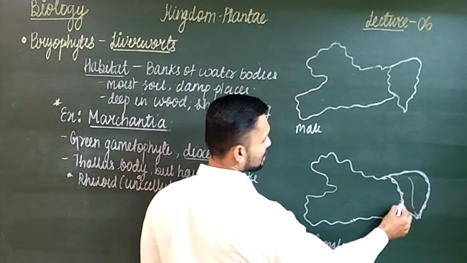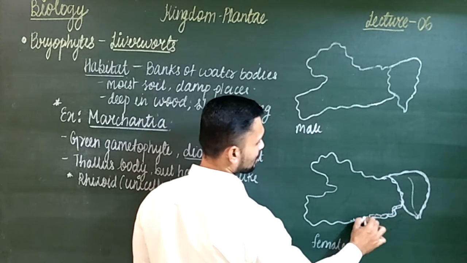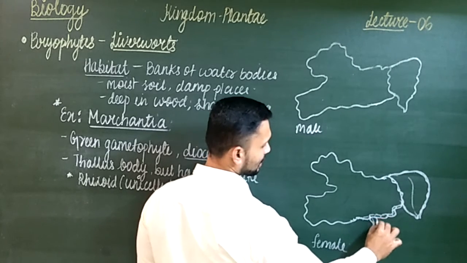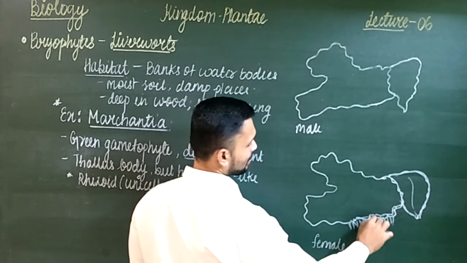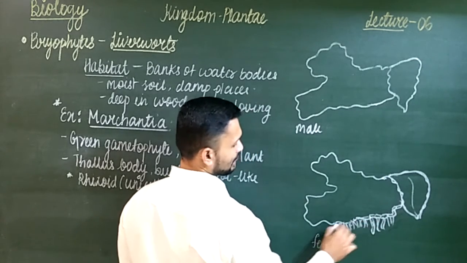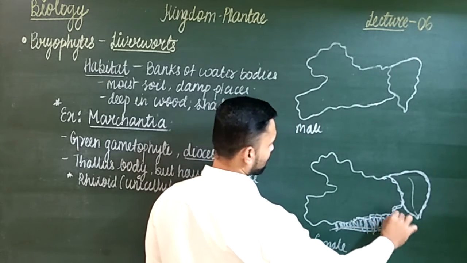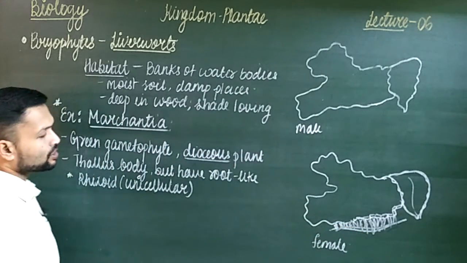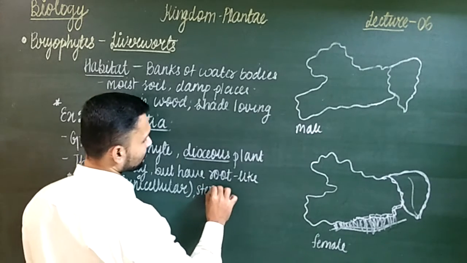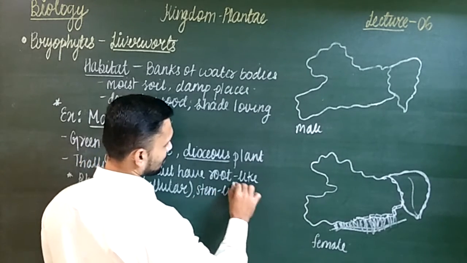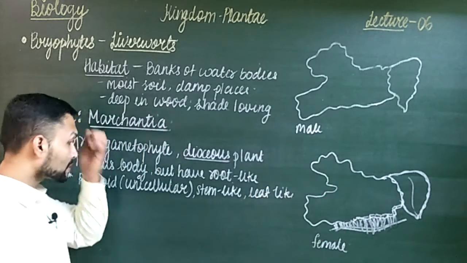So suppose this is the single row of cells of the plant. From those cells you will get unicellular rhizoids. So these are unicellular rhizoids by which it attaches to the substratum. So this is the substratum. These rhizoids penetrate and it gets attached to that substratum. It is a root-like structure. Then they bear stem-like and leaf-like structures. So this is that leaf-like structure.